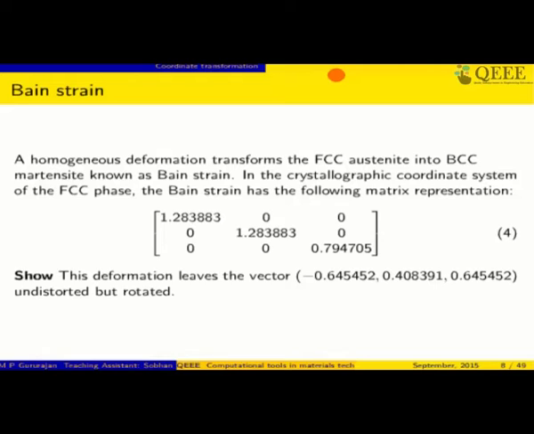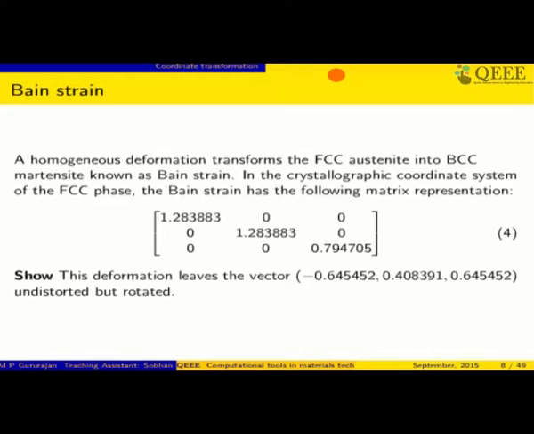Okay, so one of the important things to understand about martensite is its crystallography. In the crystallographic coordinate system of the FCC phase, you have an FCC phase which is going to go into a BCC phase, which is the martensitic phase. So the transformation that takes you from FCC to BCC, that strain, which is known as Bain strain, has the representation, but there is a small problem with this slide that I have written.